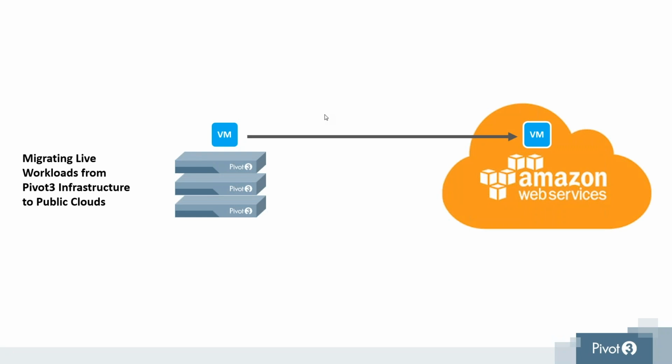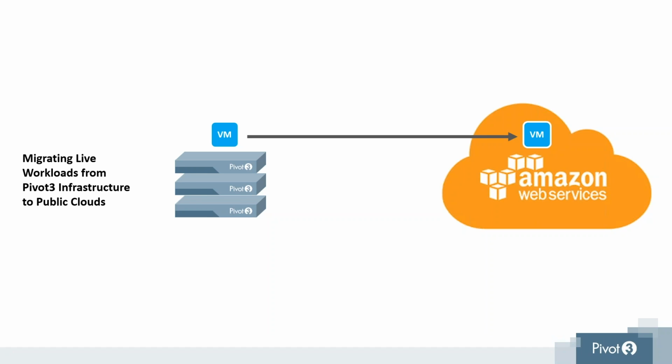Next use case, we'll see how we can migrate a live running workload or a virtual machine using our partner Cloud Endure's technology. We'll be migrating the workload into Amazon EC2 Cloud. So here's the use case that we'll be doing. A virtual machine that's running on a Pivot3 Acuity cluster in one of the tech marketing labs. We will perform a live migration of that into Amazon EC2 Cloud.